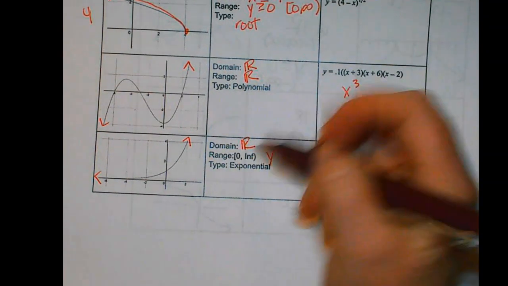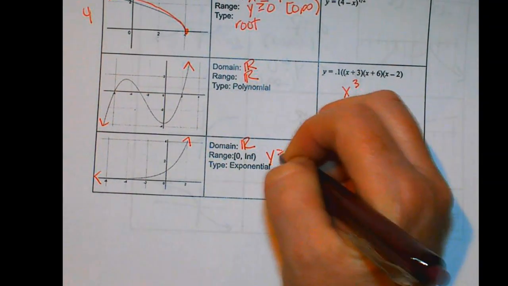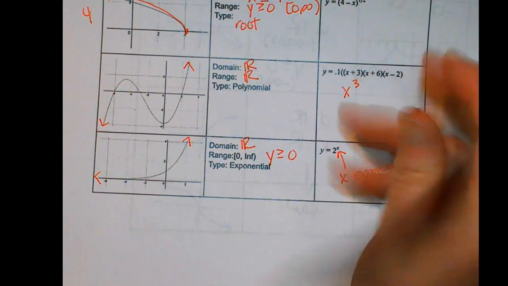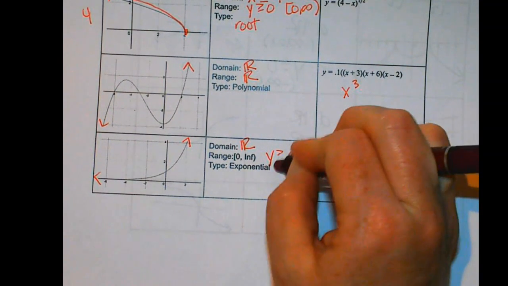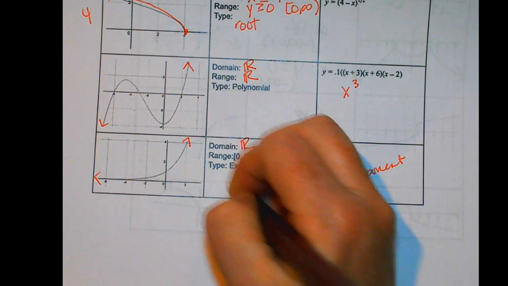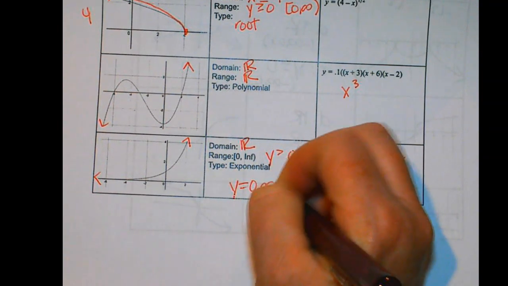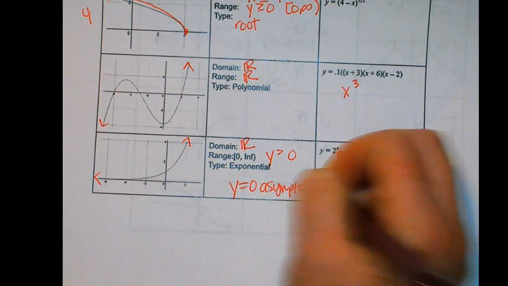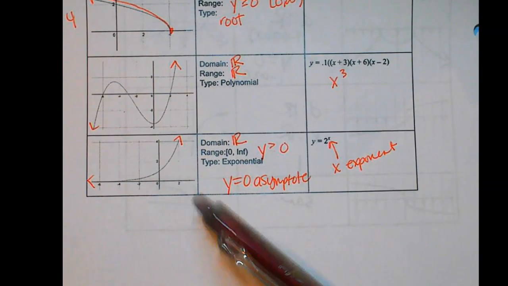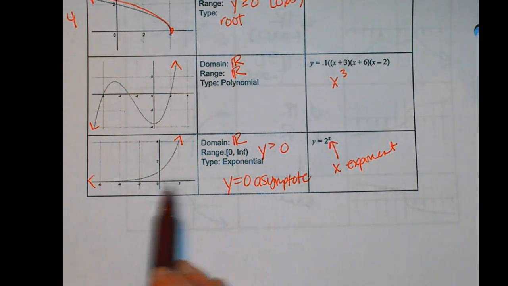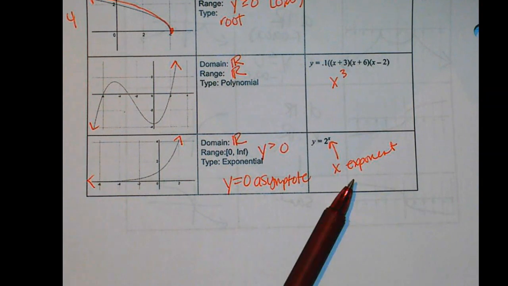The range is, that's supposed to say 0 to infinity, or y is greater than or equal to 0, except it's not equal to 0. It can't be 0. So we have a y equals 0 asymptote. If you remember that from before, because it's trying very hard to be 0, but there's no exponent you can give it that will actually make it be 0.